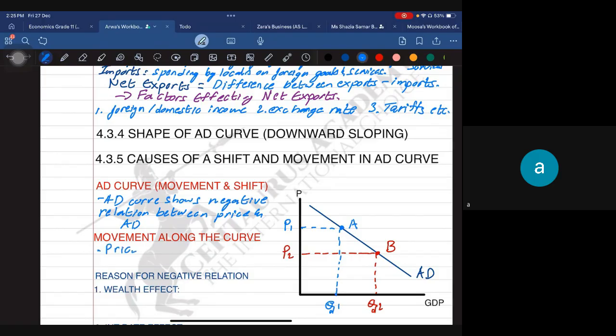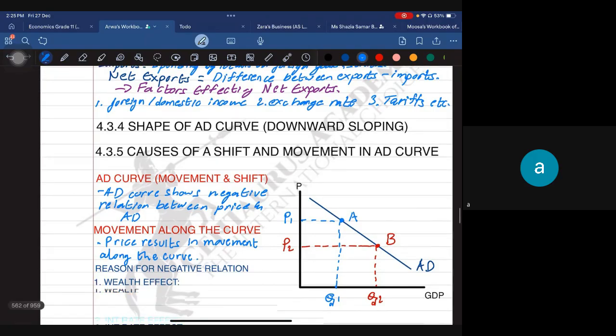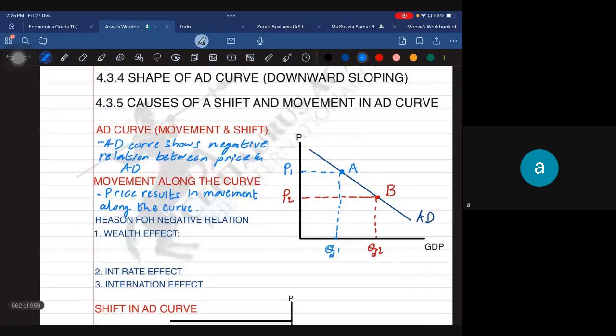is caused by a change in price, right? Now we are going to talk about the reasons for the negative relation. First is the wealth effect.